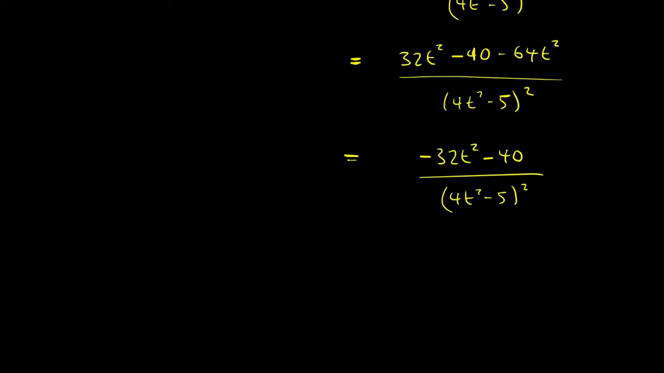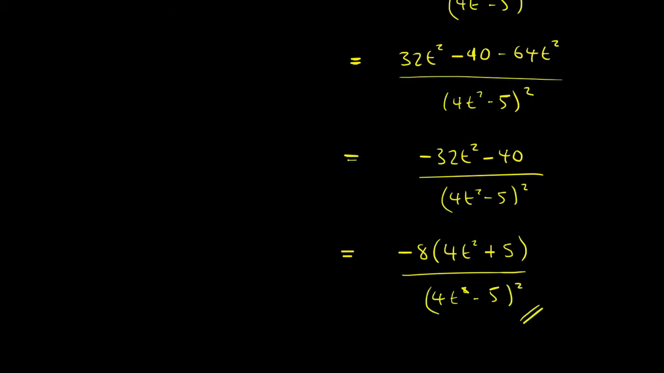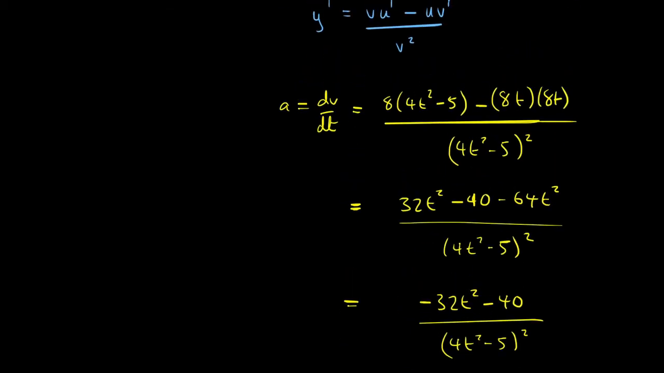Okay, and then we can factorize out by negative 8 on the top, so we get negative 8 bracket 4t squared, let's make it nice, minus 5, sorry, plus 5 there because we factorized out negative 8, all over 4t squared minus 5 all squared. All right, so that would be a simplified version of A, but as I said, the mark scheme is quite content to accept that in this case.